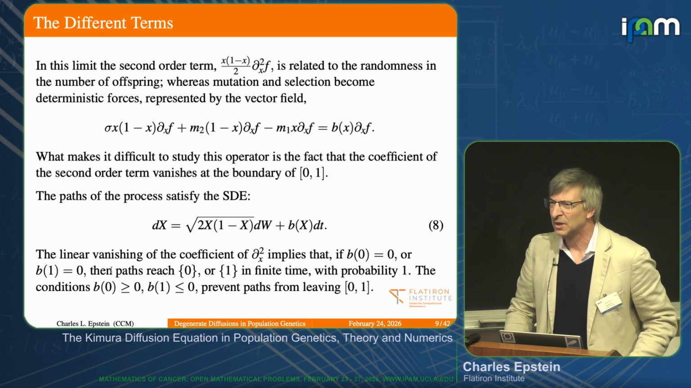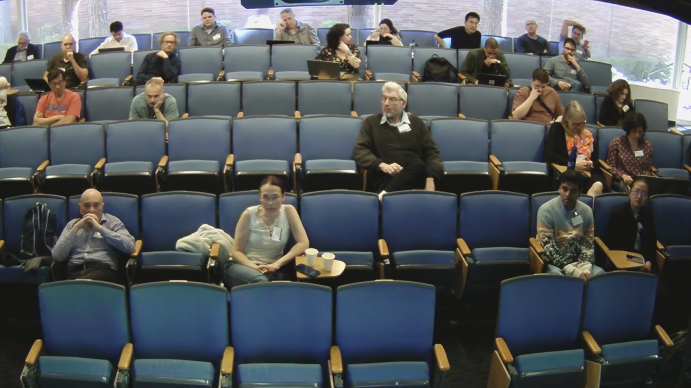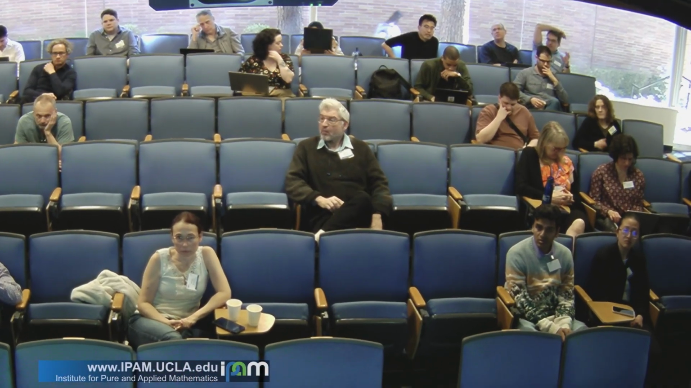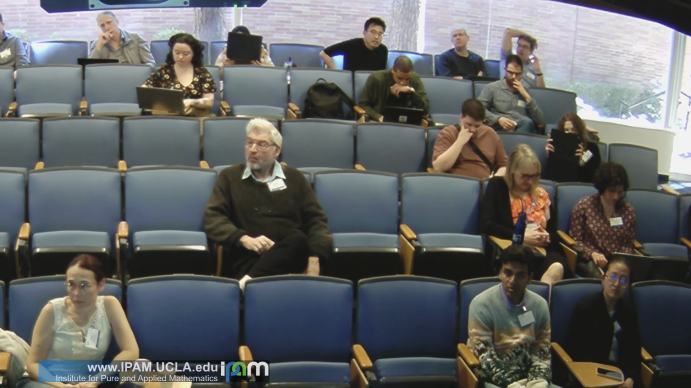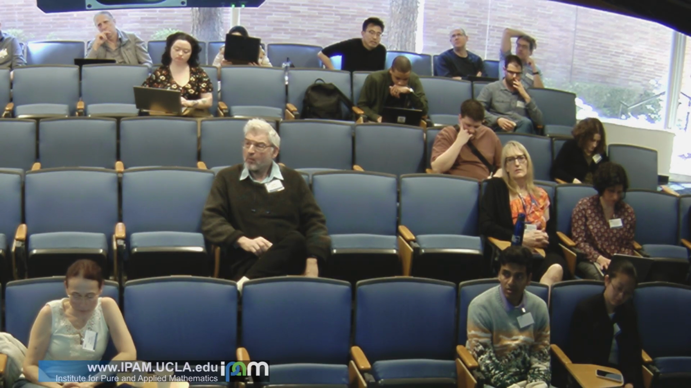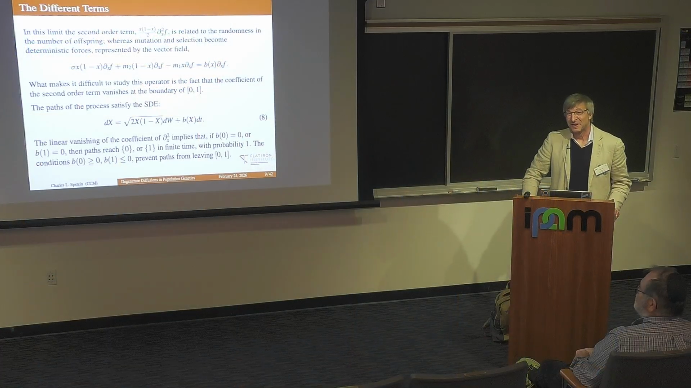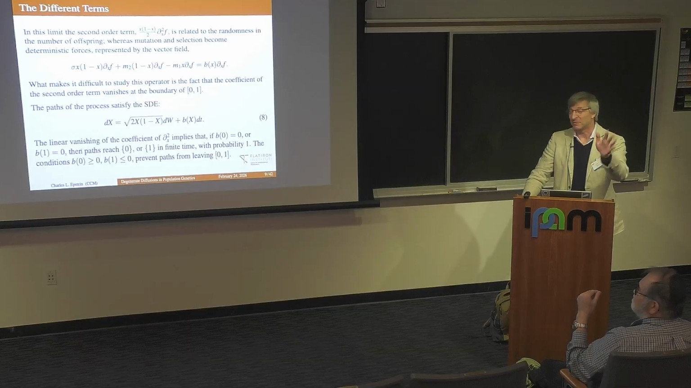Yes? So, I understand that you call mutation and selection deterministic because they only enter in the b of x and not in the first term that describes... Yes, right, because they only appear in the vector field. Yeah, but that is arising from the assumption that you have weak selection in the diffusion approximation. Yeah, I'm just saying relatively speaking. Relative to the random mating, they're deterministic. They're not deterministic in real biology, of course.